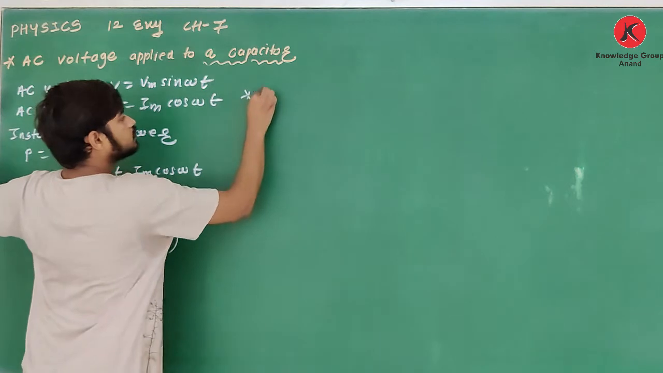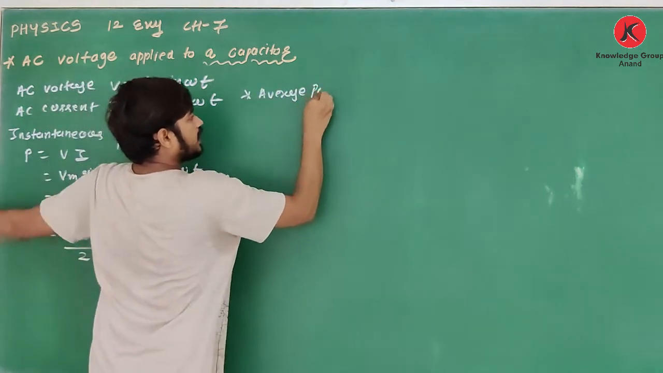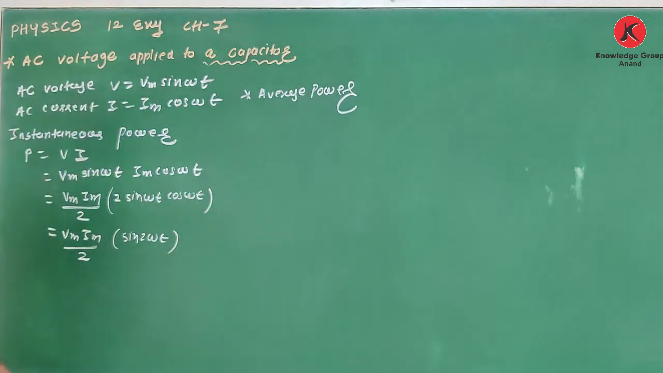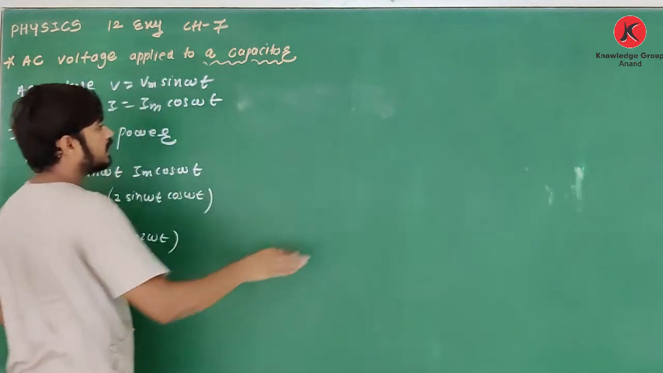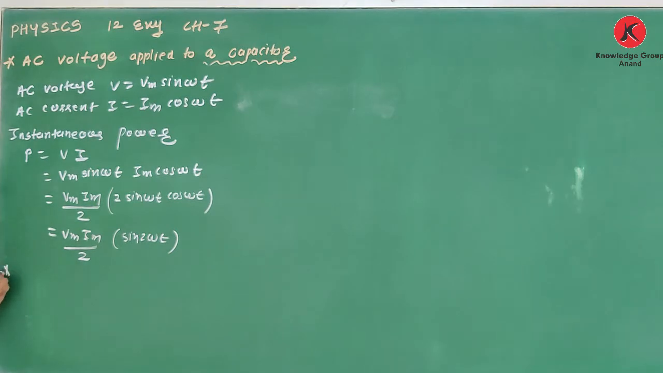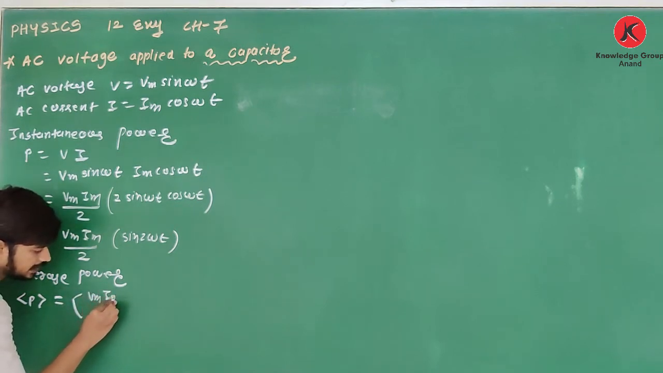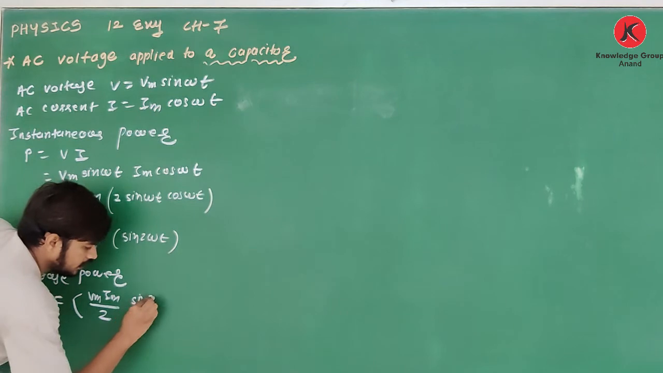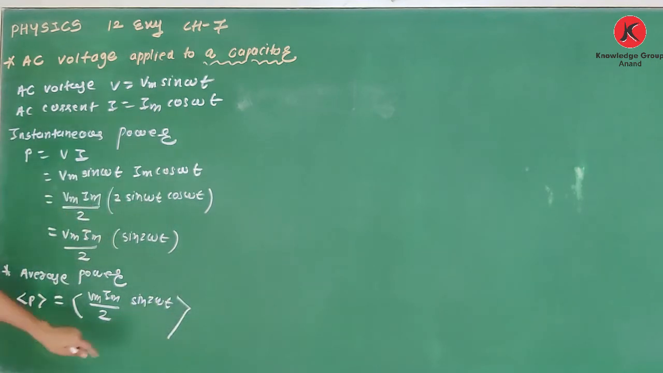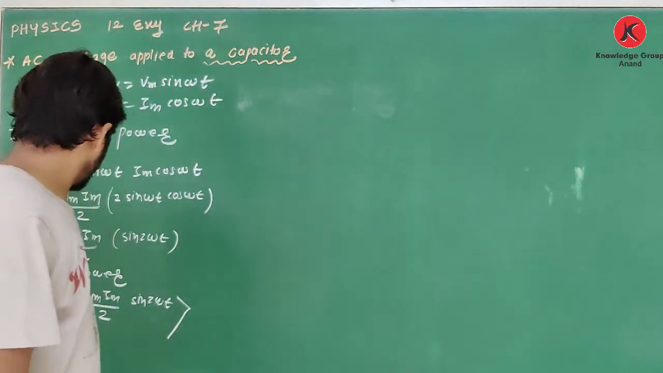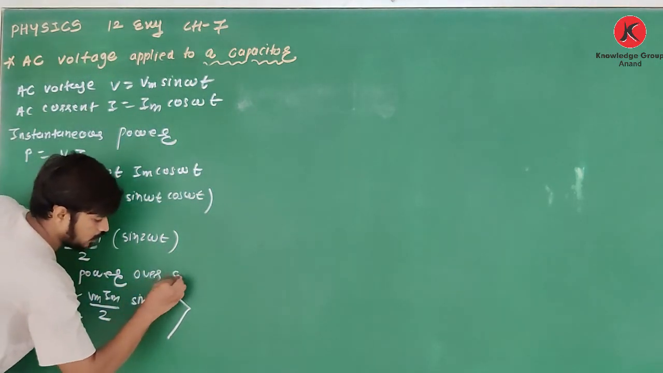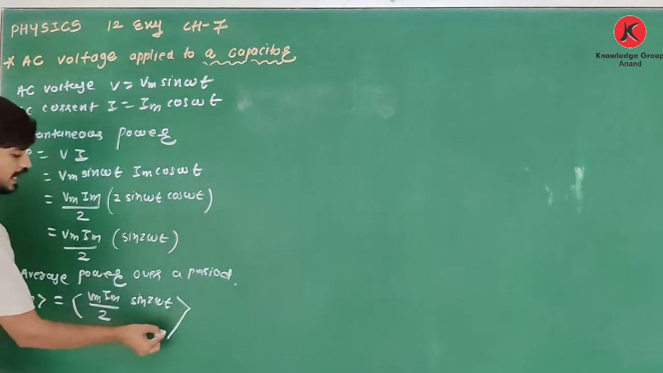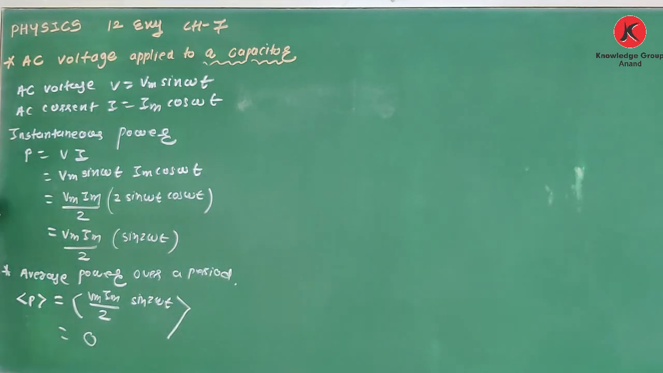How to find average power? Average power P is equal to the average of Vm Im divided by 2 sin 2 omega t. We know that average power is taken over a period, and the average of sine over a period is 0, so here average power is 0.